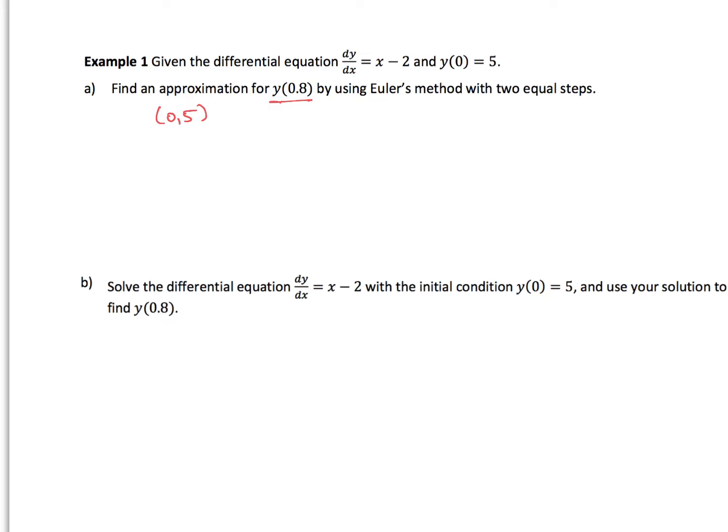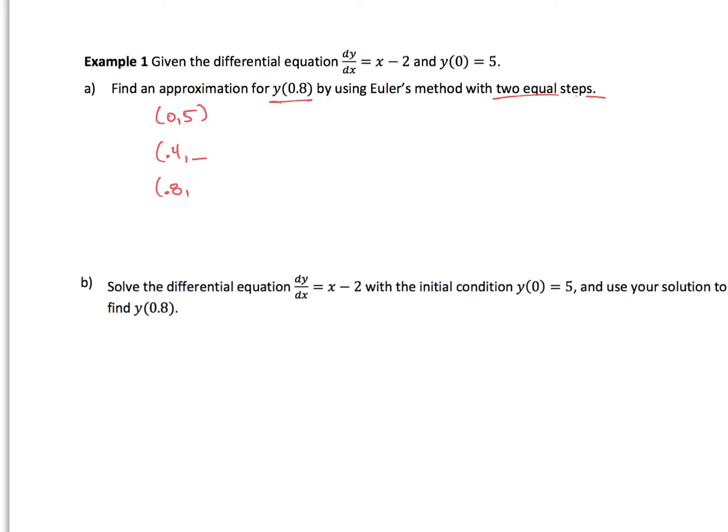And I need to approximate y at 0.8. All right? Using how many steps? 2 steps. So eventually I need to get to 0.8. Right? So what's my other one going to be if I need to do 2 steps? 0.4. So I'm going to say 0.4 comma blank, and that's what I need to solve for. And then I'm going to get to 0.8. All right? So what 2 things do I need in order to have a tangent line? A point and a slope.